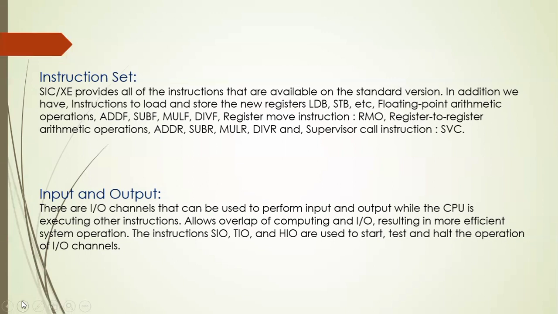Next, we'll go to input and output. We all know that there are input and output channels that are used to perform input and output. Here the CPU is also executing other instructions while the input and output operations continue, which allows overlap of computing and I/O and results in more efficient system operation. The instructions SIO, TIO, and HIO are used to start, test, and halt the operation of these input and output channels.